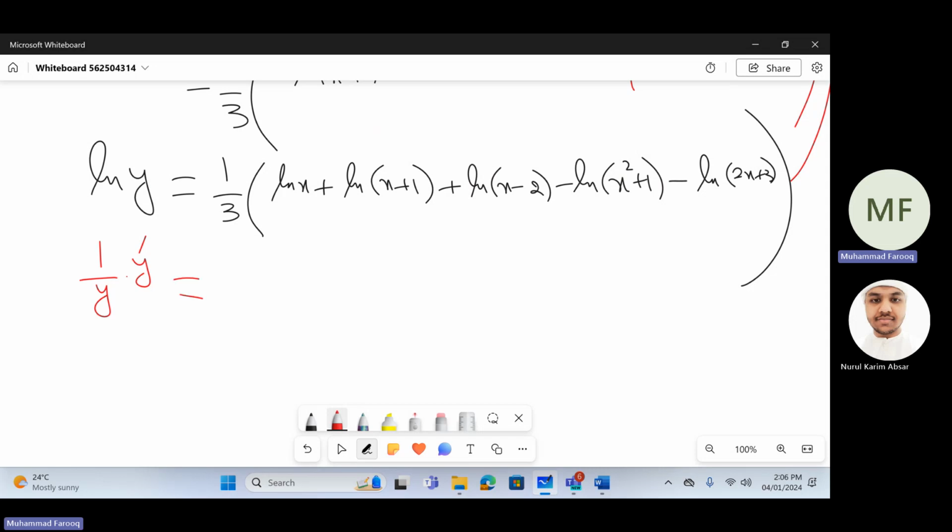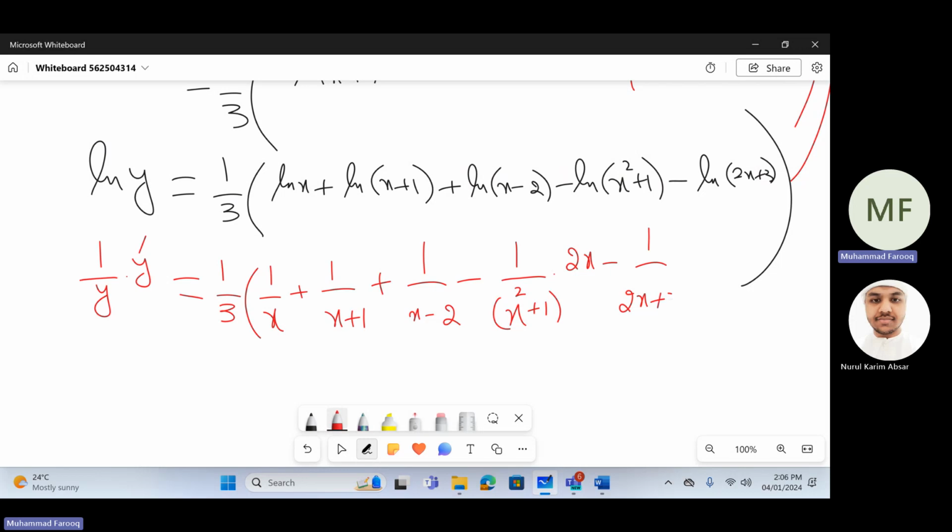Now you can tell me how you get y prime, please. Here 1/3 is constant, no change, because 1/3 is multiplying the functions. So 1/3, keep as it is. Now differentiate everything. So 1 over x, 1 over x plus 1, right? Plus 1 over x minus 2, then minus 1 over x squared plus 1 times 2x, and 1 over 2x plus 3 times 2, and please close the bracket because 1/3 is multiplying.